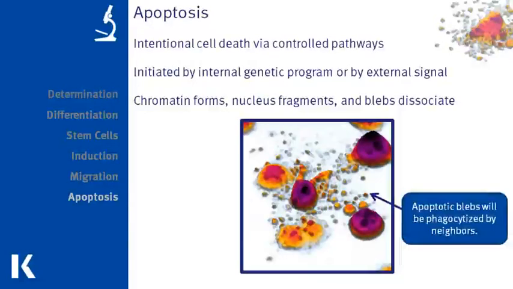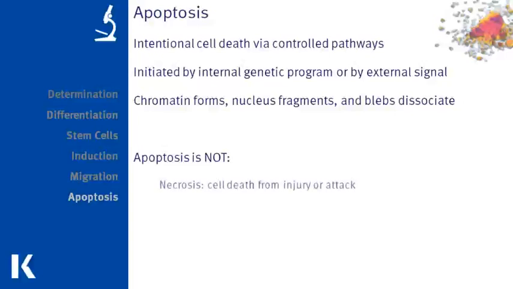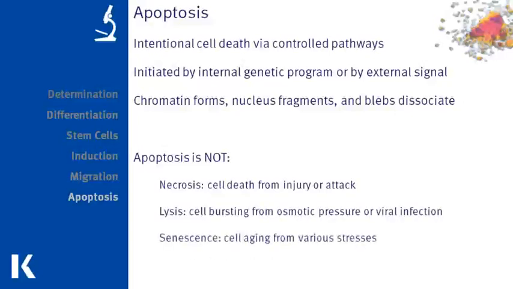pieces of the cell break off into what's known as apoptotic blebs. These blebs contain the chromatin and other components of the cell. Other cells would chew up these blebs via phagocytosis, and the contents will be harvested for resources. The main takeaway here for the MCAT is that apoptosis is a positive thing that is helpful to the developing organism. In contrast, the processes listed on the screen are not good things for the organism.